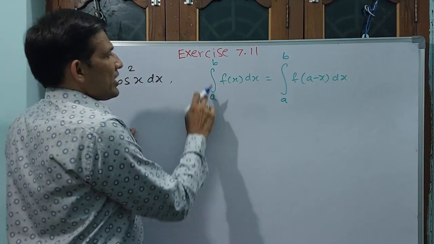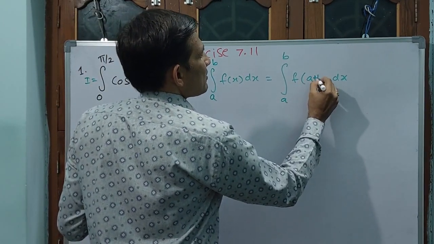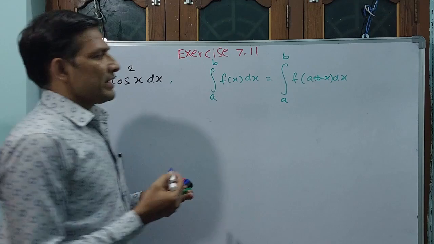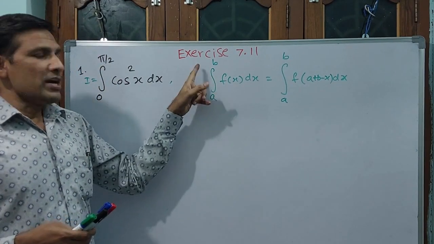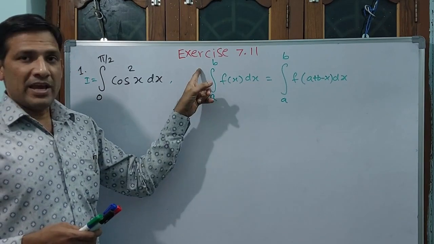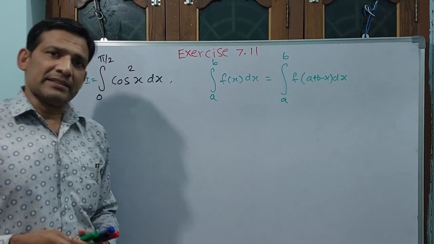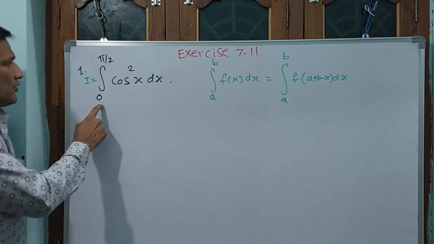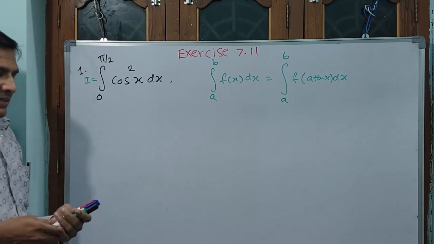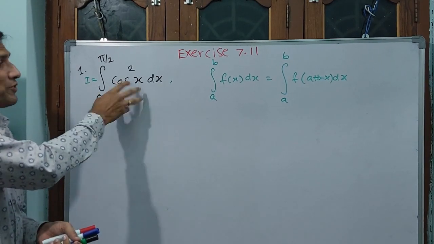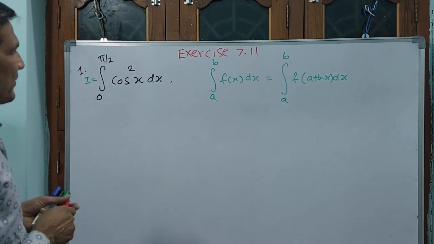But here what we are doing? f of a plus b minus x. We were taking a plus b minus x. This formula you know, na? Based on this formula only, integral 0 to a of f of x dx has become f of 0 plus a minus x, that is a minus x, dx. Now also you see here, 0 plus pi by 2 minus x. Why? Because pi by 2 minus x means we are going to get cos, sine. Okay? See what I am doing now.